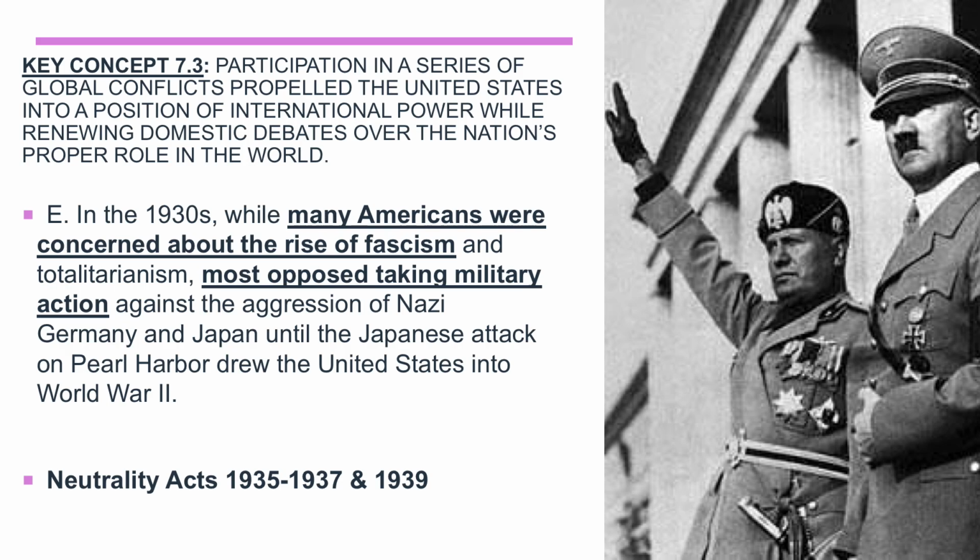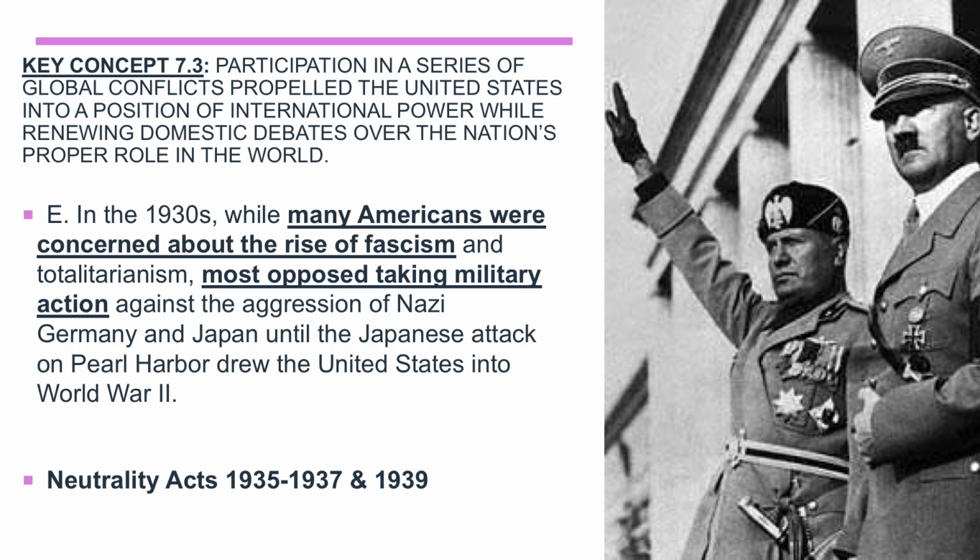Spain was an ally of the United States, and a fascist revolution takes place. Hitler sends troops into Spain, and Benito Mussolini sends troops into Spain to help the fascists overthrow a government. The United States responds with a series of neutrality acts: 1935, 36, 37, and then the last one in 1939. By this time, FDR is President of the United States. Congress does not want the United States to get involved at all in any conflict. So they create these neutrality acts that limit what the president can or cannot do.